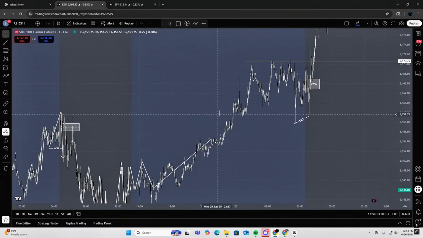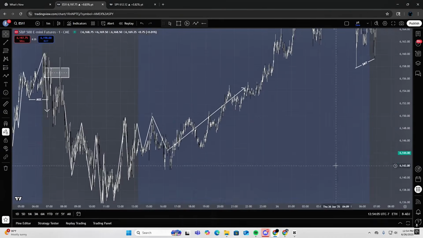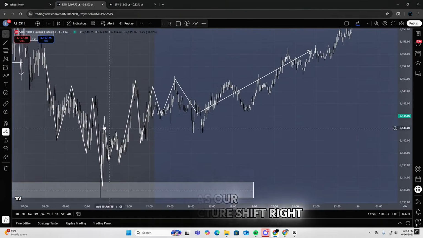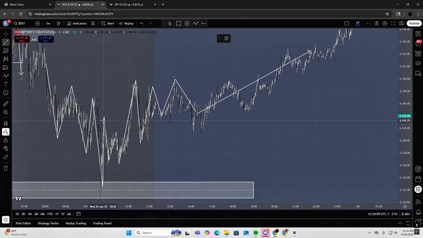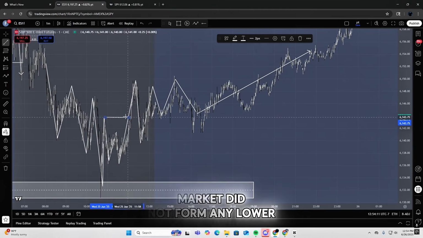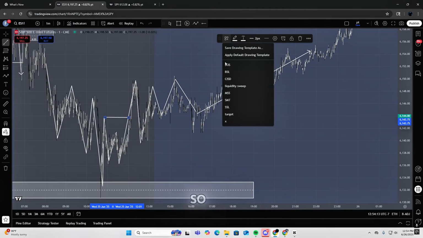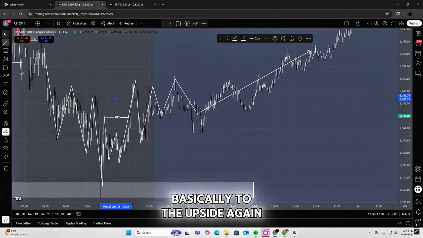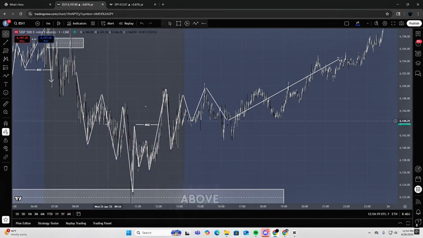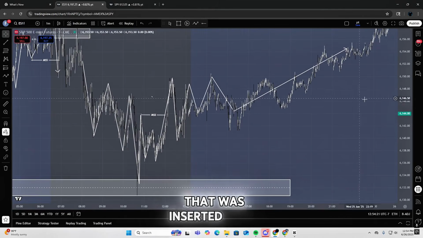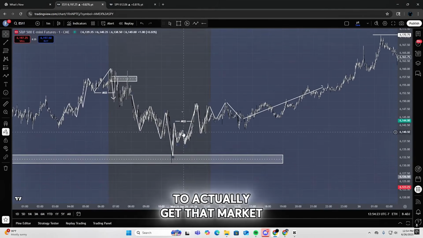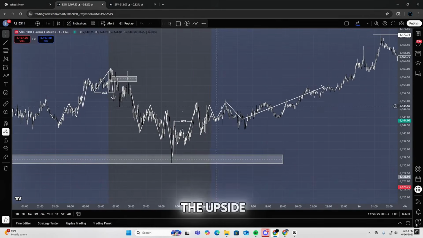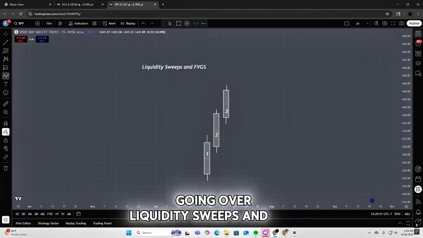And yeah, so right here was our market structure shift, and we made sure that the market did not form any lower lows. So this is basically a market structure shift from the downside to the upside. Again, you want to get candle closes above the previous lower high that was inserted to actually get that market structure shift from the downside to the upside. But now I'm going to be going over liquidity sweeps and fair value gaps.